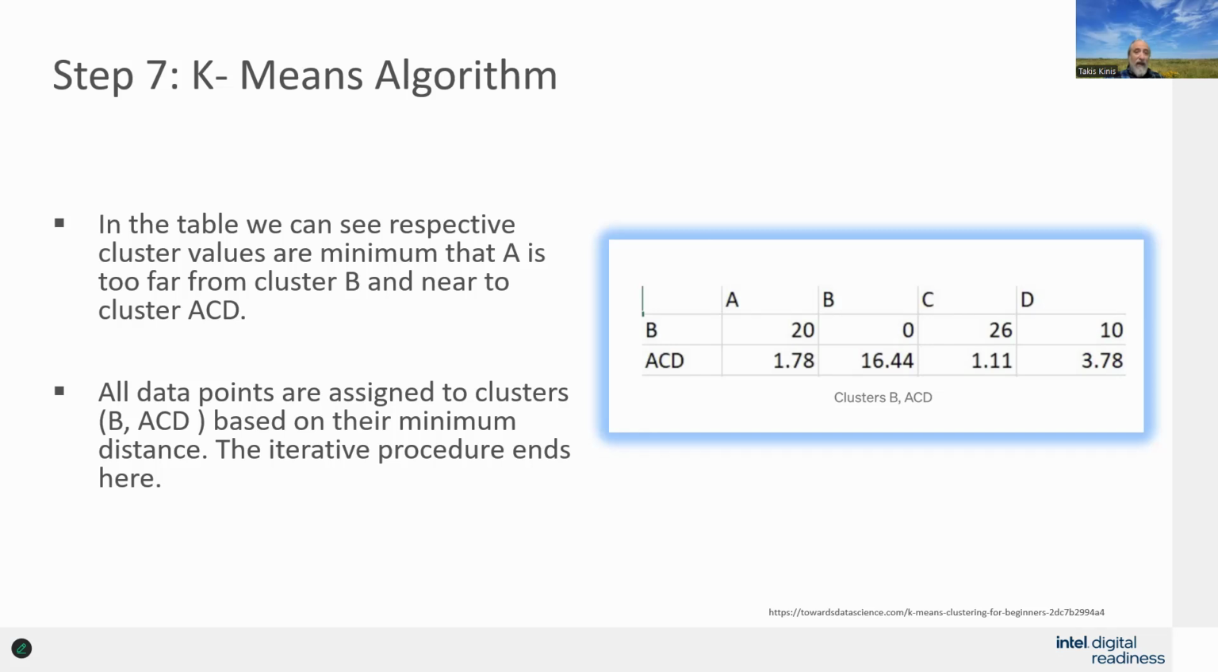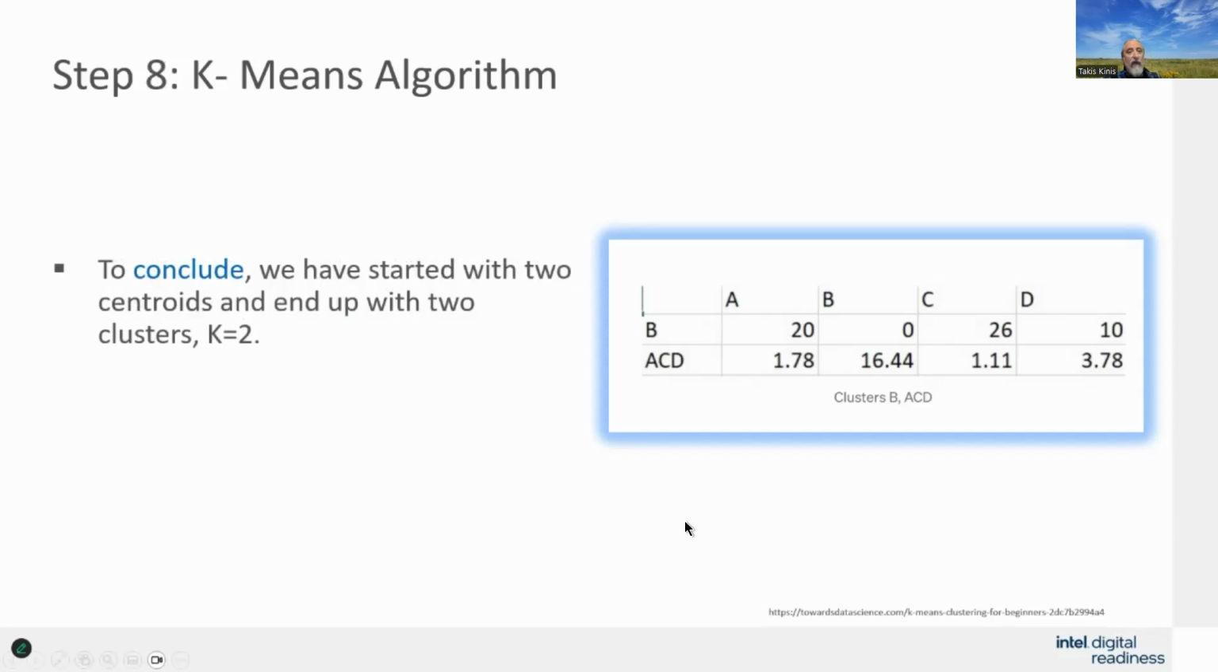It keeps running, and it says all data points are ultimately assigned to clusters B or ACD based on their minimum distance, and the iterative process ends here because we have got it to the point where the values stop changing, and therefore we know that the centroids are correct and in the right spots. Right. This is not magic. This is not guessing. It's all math, and this is what's so cool about it and why math is such a powerful tool.